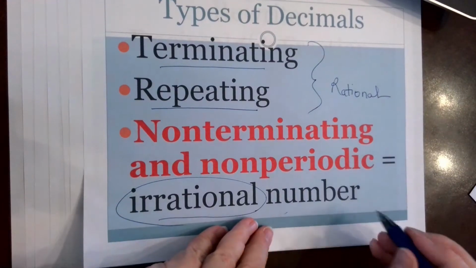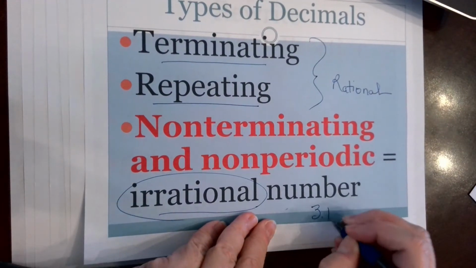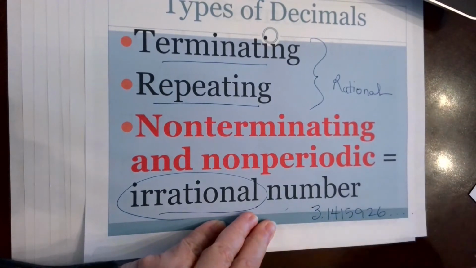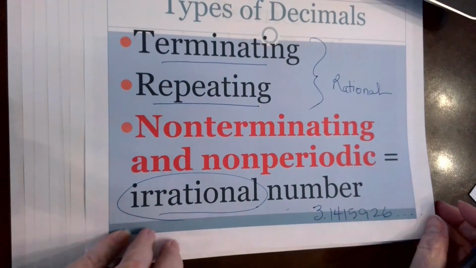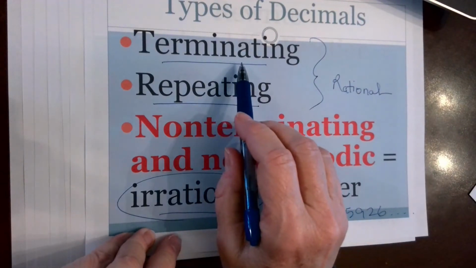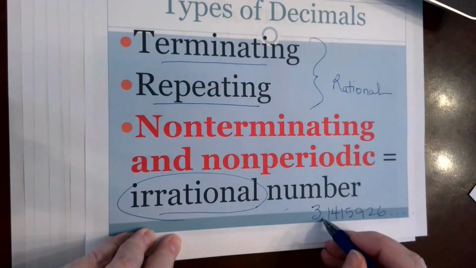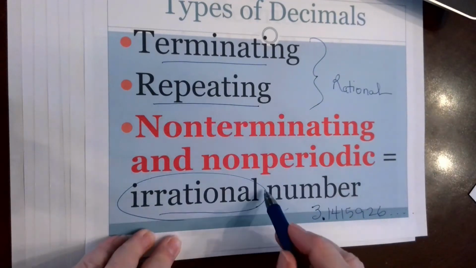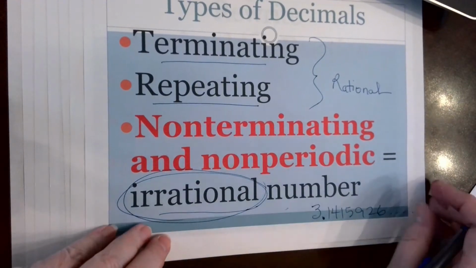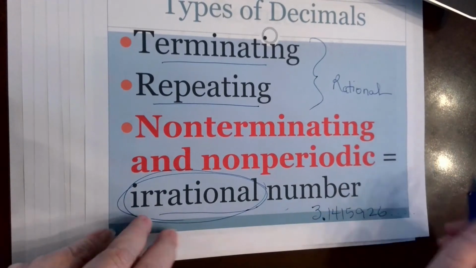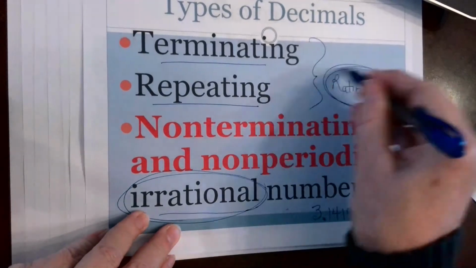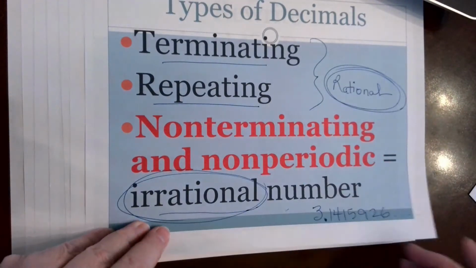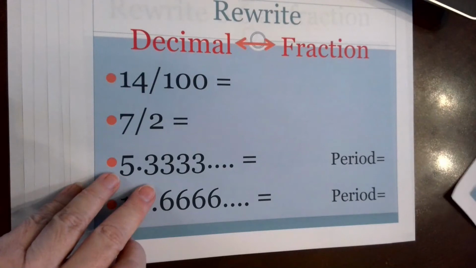Pi is an example of that. Pi is 3.1415926, on and on and on, and there's no pattern. It doesn't repeat, and it doesn't stop. So it's a decimal, but it has no pattern. So that's considered an irrational number. That's the three kinds of decimals. Rational is either terminating or repeating, but irrational doesn't terminate and doesn't repeat.